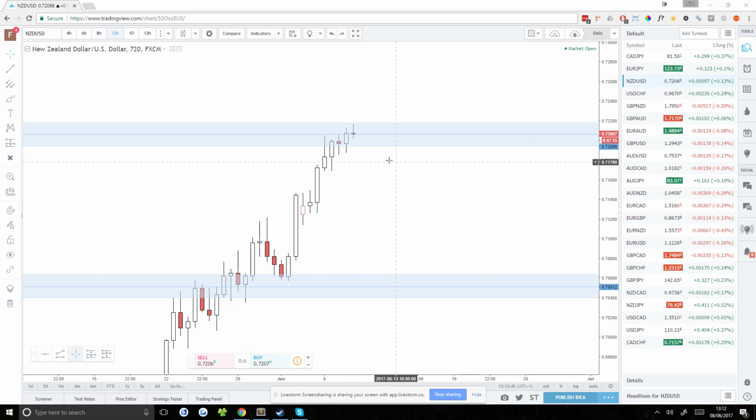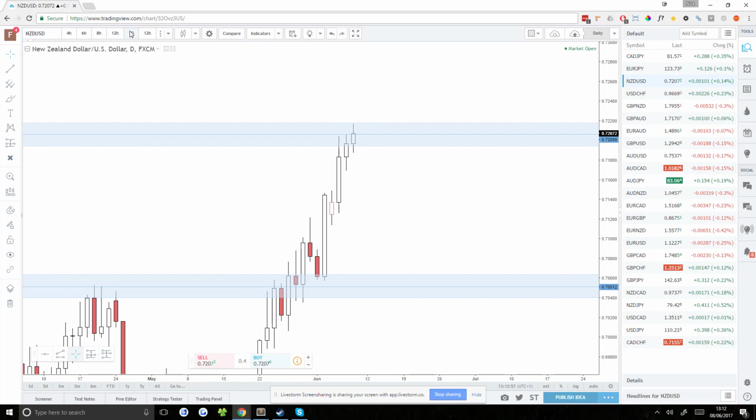But it obviously never triggered. I mean, it tried to push down, but it just didn't quite manage it. It continued up. So what I'm going to do now is I've taken away that entry order I had, and I'm going to readjust based on possibly the daily candle close. We'll see how the daily candle goes.